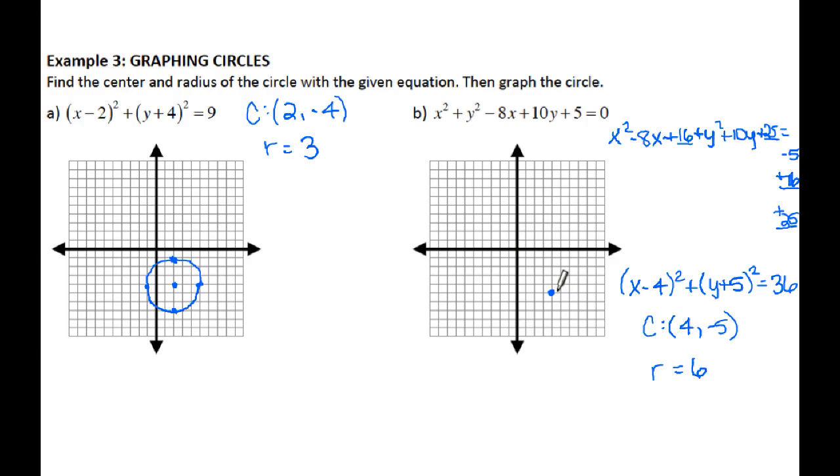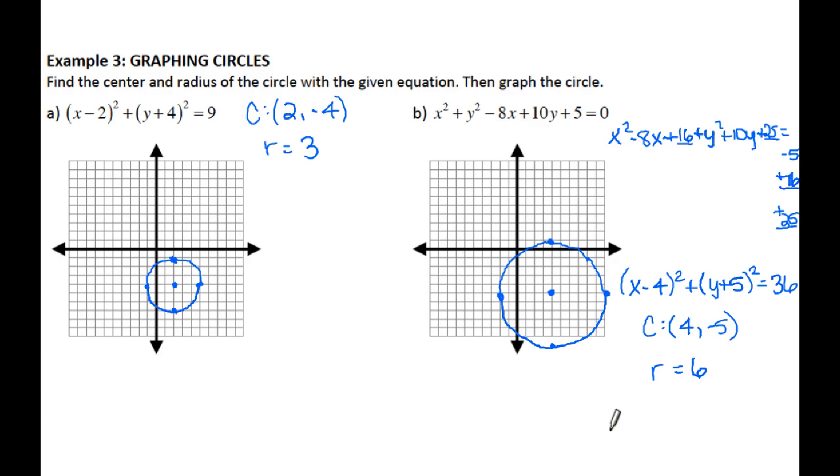My radius is 6, so I'm going to go ahead and go up 6, down 6. Of course, that doesn't fit on the graph, but that's not the end of the world. To the right 6, and to the left 6. And then I have my 4 points. I can go ahead and make it nice and curvy. And there is my circle. Hopefully your circles look a lot better than my circles.